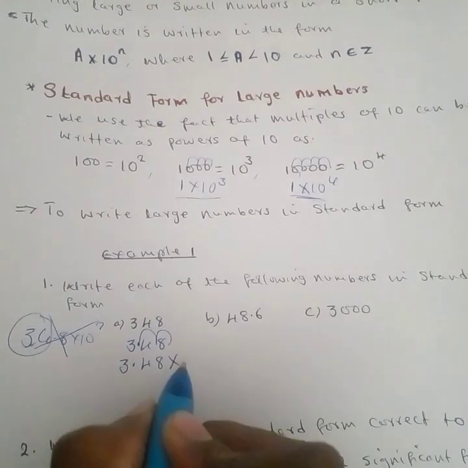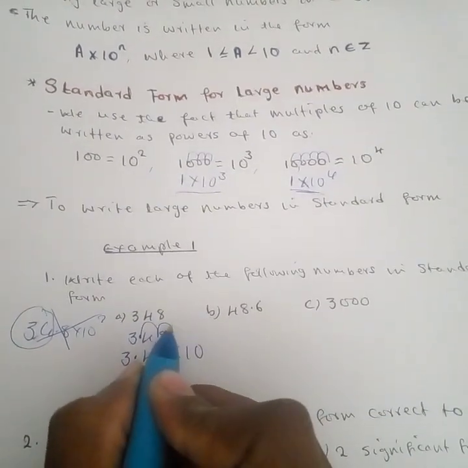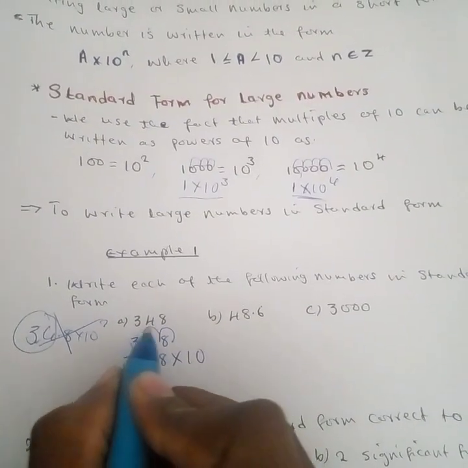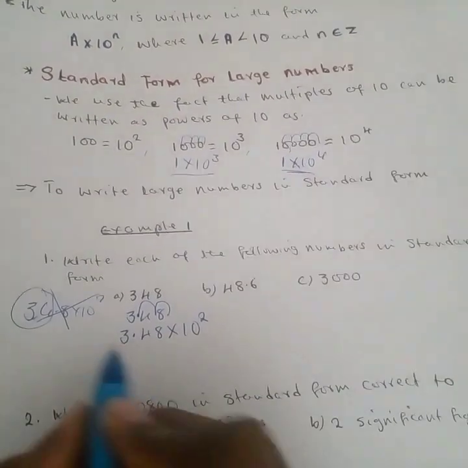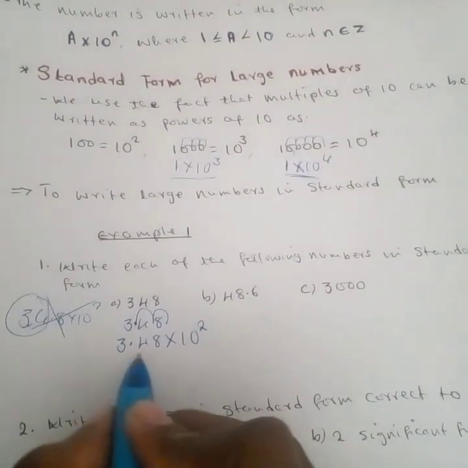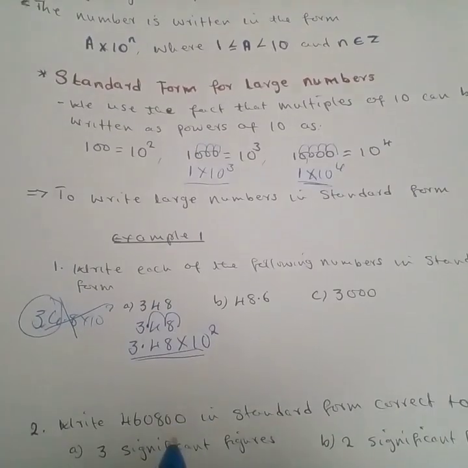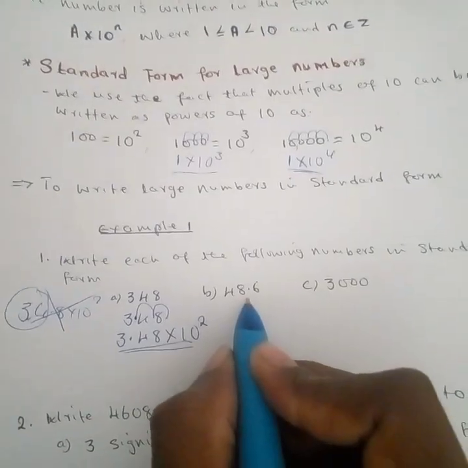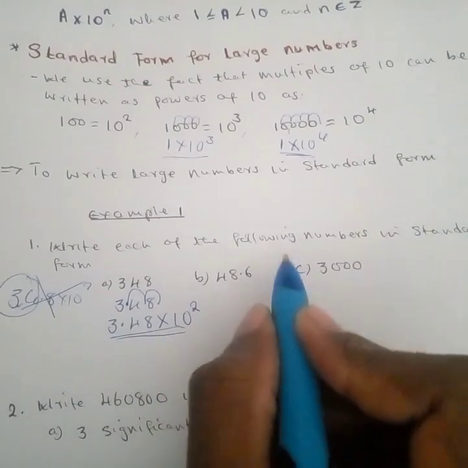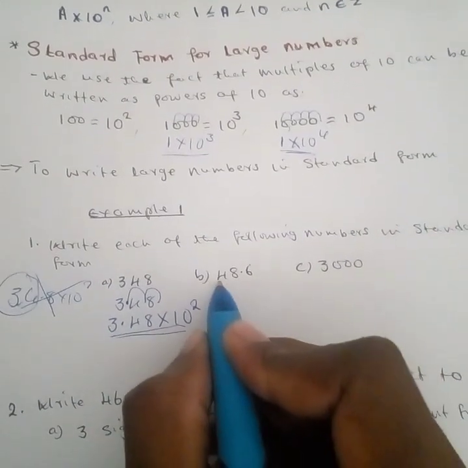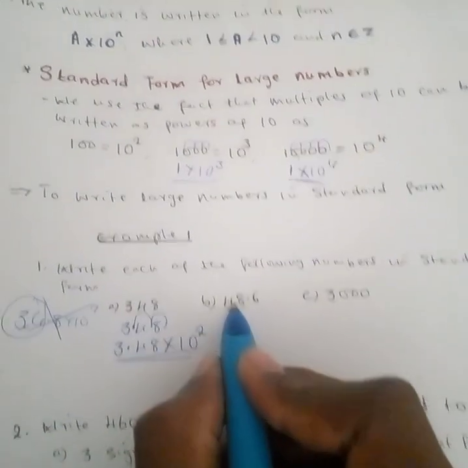Then times 10. How many times did we move from here to there? We moved 2 times. So this will be to power 2. This is how you write this number in standard form. Also, when we come to this one, this is not in standard form. You cannot say times 10 to power 1, because this 48 is bigger than 1.